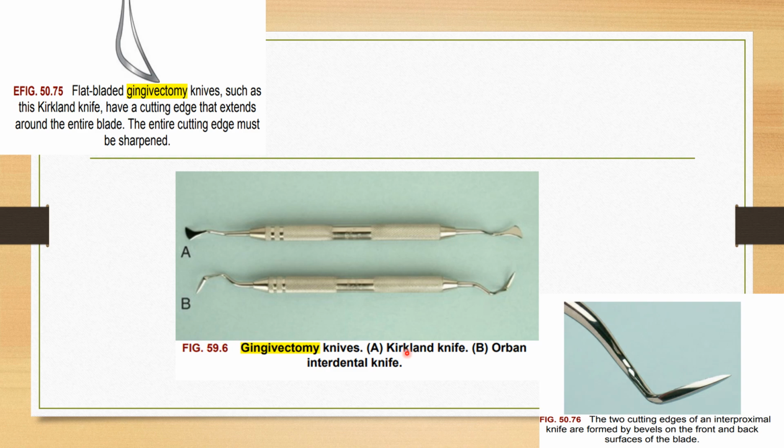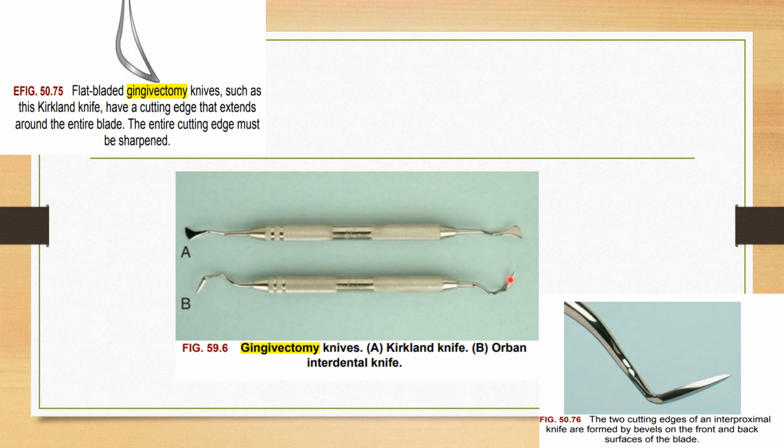So coming to the details of gingivectomy knives, as you know, this is the Kirkland knife. It is a kidney shaped knife and has a cutting edge that extends around the entire blade. So this is the entire blade. The entire cutting edge must be sharpened for it.